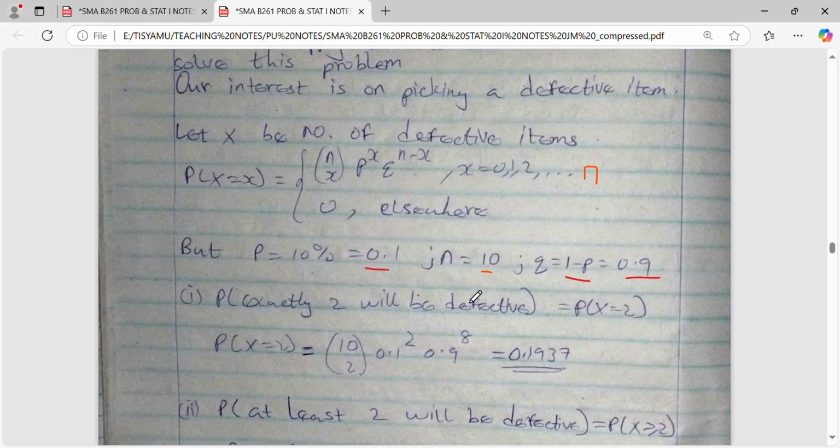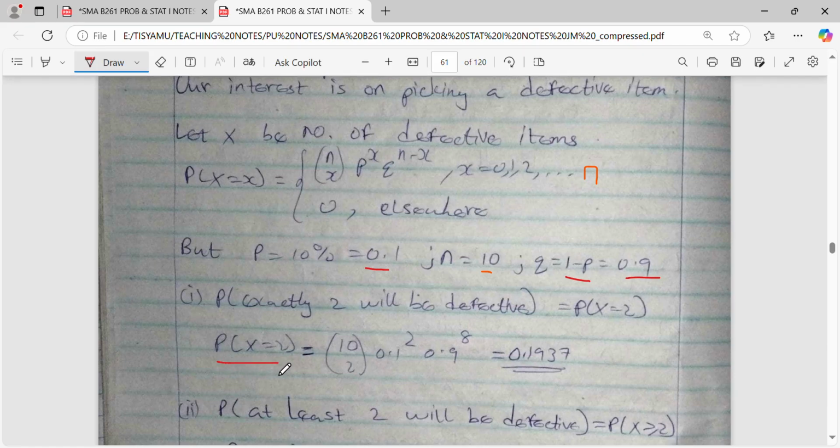So we begin the first part: the probability that exactly 2 will be defective. So the probability that X equals 2 will be the same as, where there is x, we put 2. So it will be 10 choose 2 times 0.1 raised to x, which is 2, times 0.9 raised to 10 minus 2, which is 8, because our n here is 10. So using your calculator, you are going to look for 10 combination 2 times this, and you're going to get 0.1937.